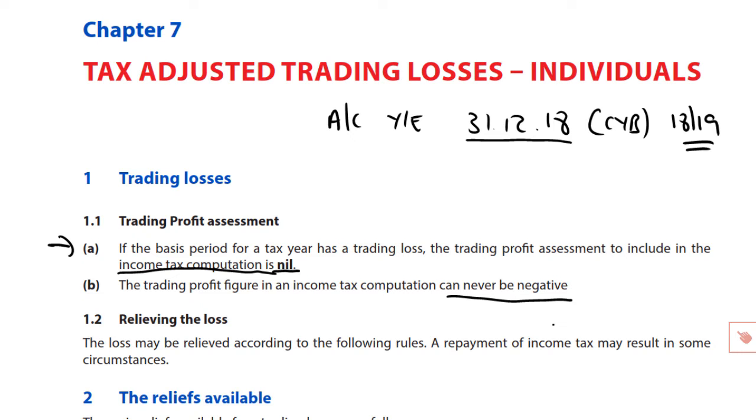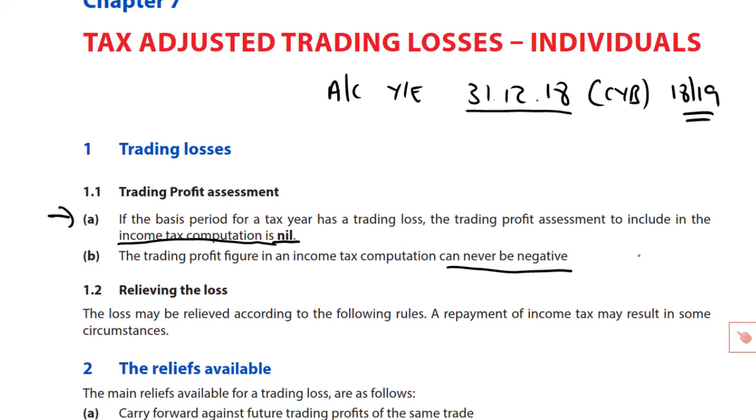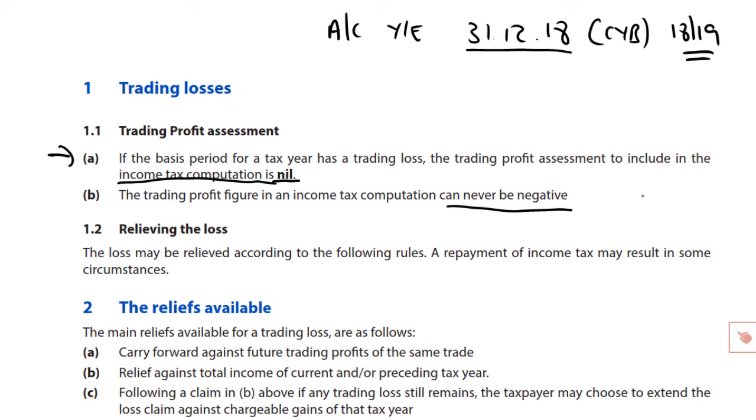And what we must then separately do is, depending on the particular circumstances of the taxpayer and which tax year we are dealing with, establish what loss reliefs are available, and having identified which loss reliefs are available, select the best use, the most optimal use of that loss for the taxpayer. So the loss may be relieved according to the following rules. A repayment of income tax may result in some circumstances.